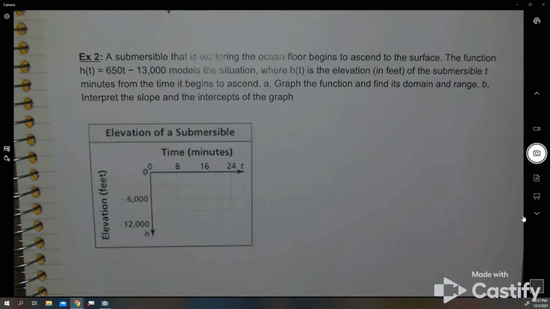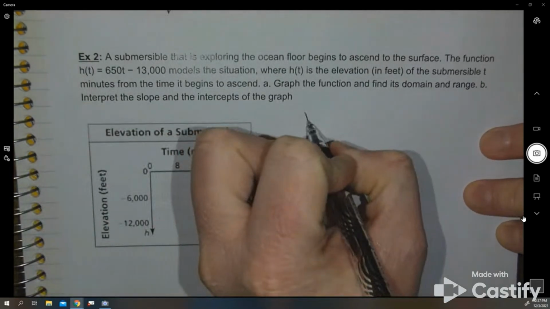The function h of t equals 650t minus 13,000 models the situation where h of t is the elevation in feet of the submersible, t minutes from the time it begins to ascend. So what we need to look at is, we're going to graph the function and find its domain and range. And then we're going to interpret the slope and the y-intercepts of the graph. So what I need to do first is, I'm going to write my function here.